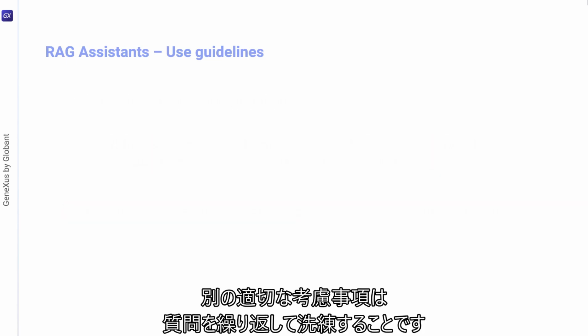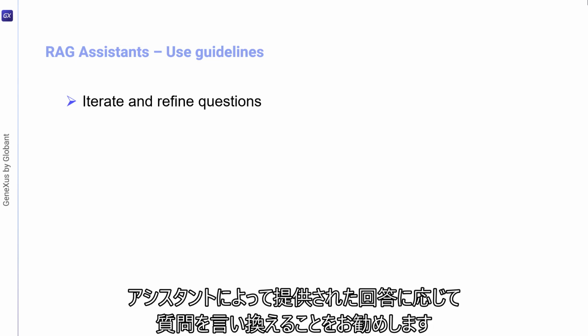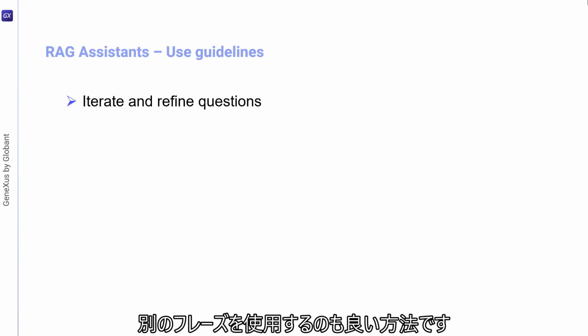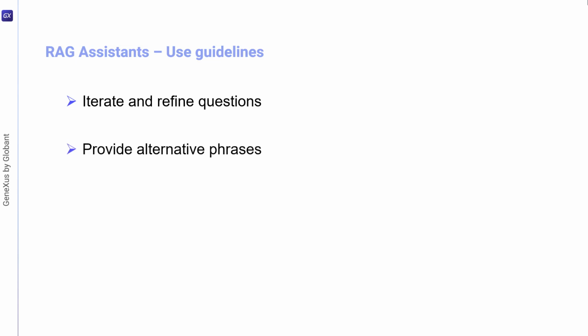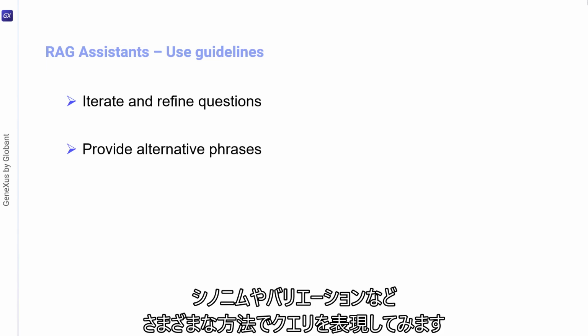Another good consideration is to iterate and refine questions. If the initial answer is different from what we need, we should rephrase the question according to the answer provided by the assistant. Providing alternate phrases is also a good idea. This means trying different ways of phrasing a query, including synonyms and variations, in order to explore the assistant's understanding.